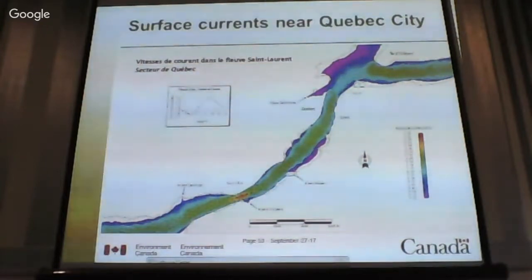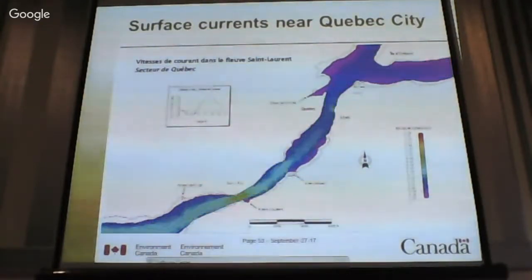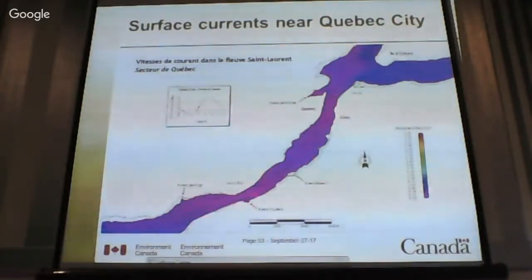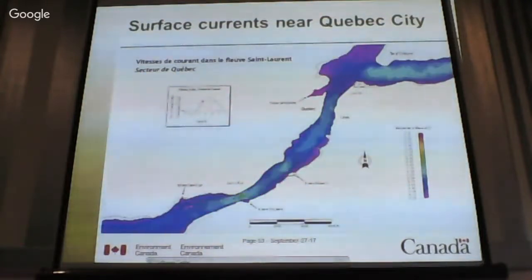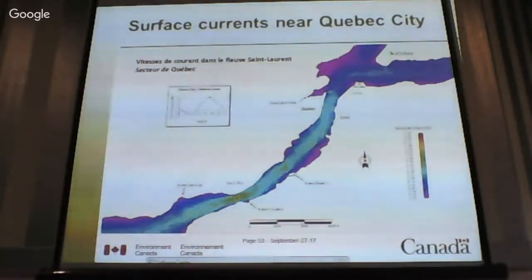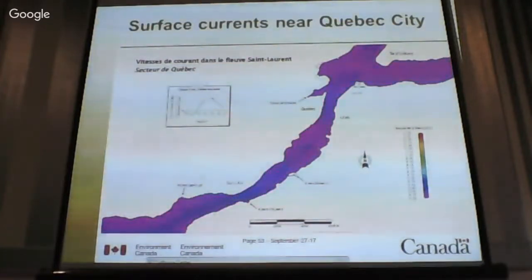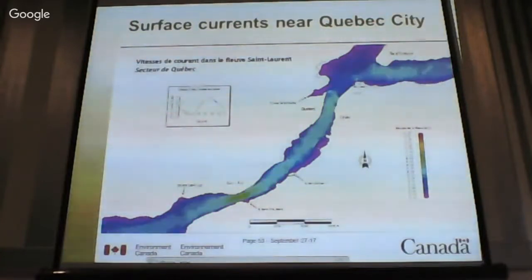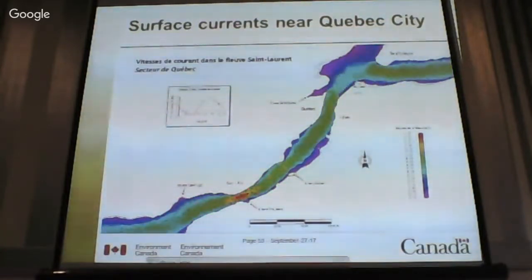So here, this is Quebec City. There's a bridge over the river right here where the water can go, often it will go 10,000 cubic meters per second up the river, sometimes 12,000 up the river, and then just as much down the river. So you can see this very strong inversion here. And there is also funny stuff going on here around that island.